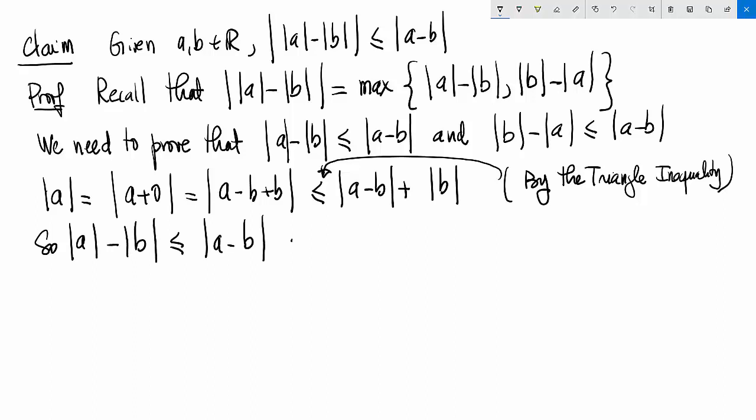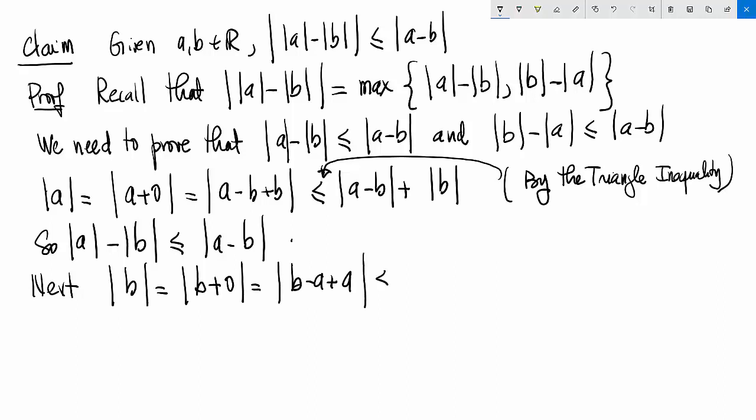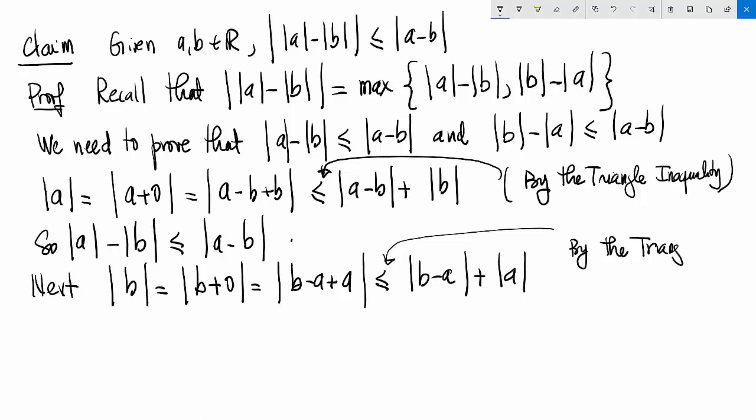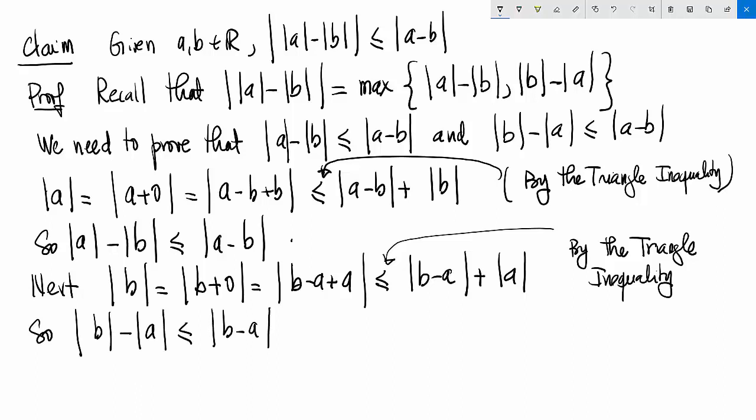And we'll play the same game with b. You take b, and we rewrite the absolute value of b as the absolute value of b plus 0, which is the absolute value of b minus a plus a, which is less than or equal to the absolute value of b minus a plus the absolute value of a. Again, this inequality is by the triangle inequality. And then you get that this inequality holds, but this is the same thing as the absolute value of a minus b.